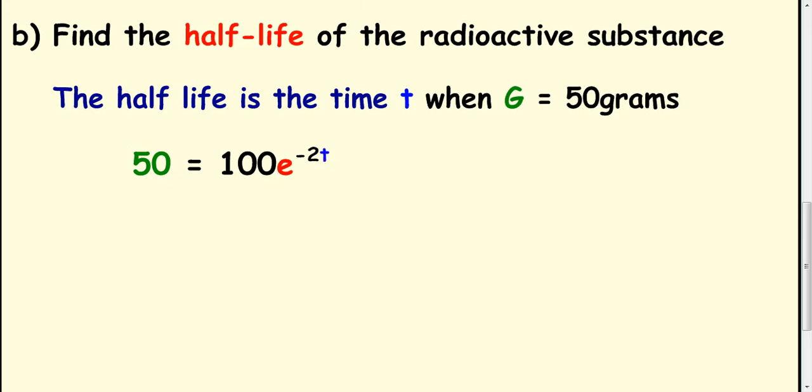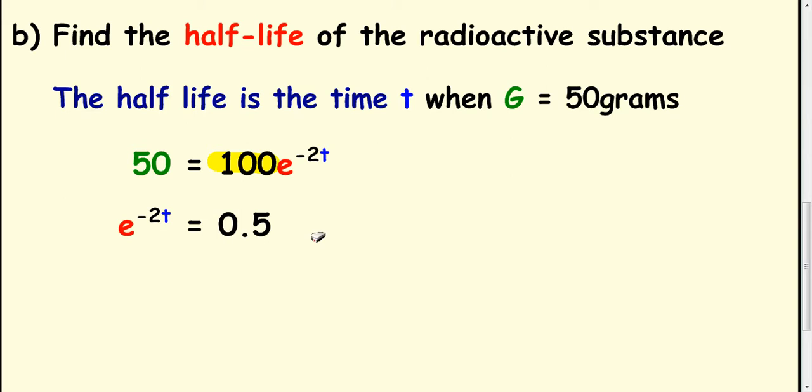So the first thing I want to do here is get rid of this multiple of 100. And to do that, we divide 50 by 100 and you're going to get 0.5. I've just swapped sides because I want my subject on this side, it's easier to work with. So e to the power negative 2t is 0.5.